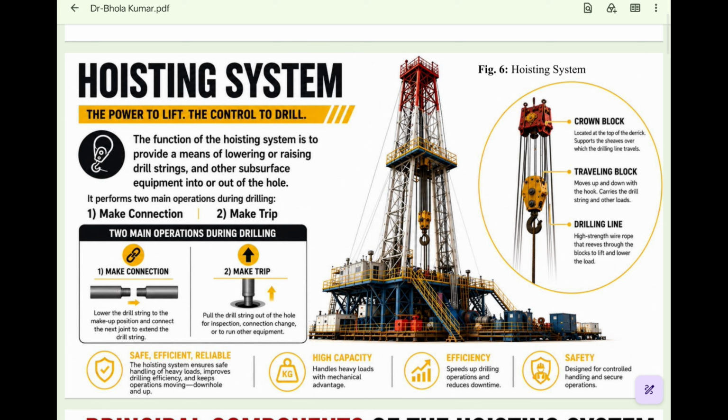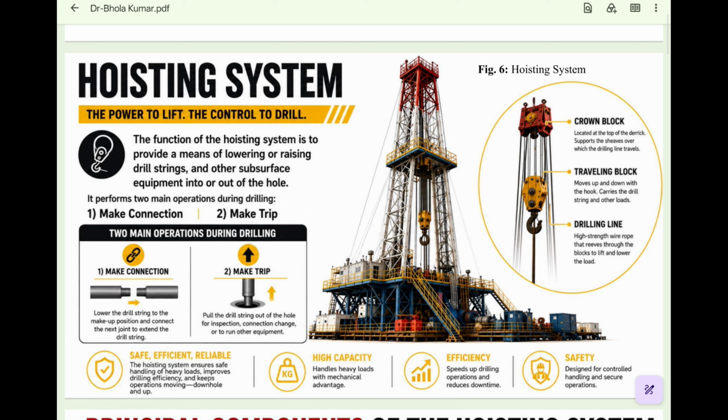So the basic function of the hoisting system is raising and lowering any of the drilling equipment. If I go through the definition, we can say that the function of the hoisting system is to provide the means of lowering and raising the drill string and other surface equipment into or out of the well.